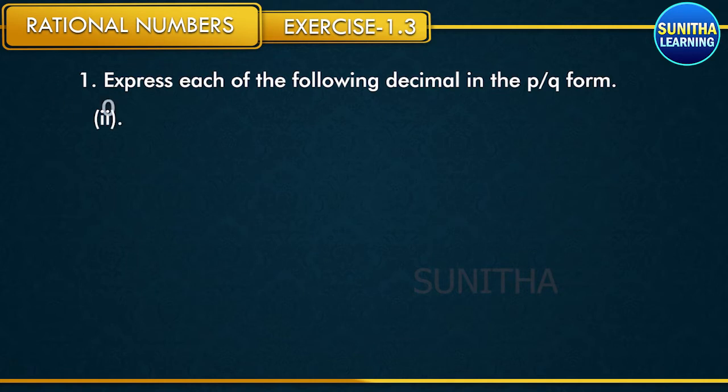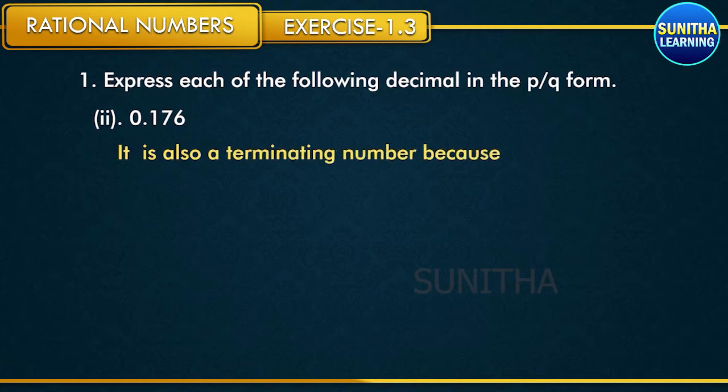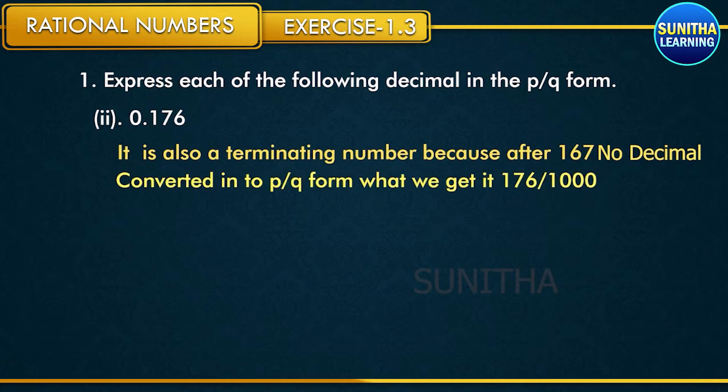Now look at the second question, 0.176. Again it is also a terminating decimal because after 176 there is no further decimal part. So if you convert into p by q form, what are you going to get? 176 by 1000, because after the decimal there are 3 digits. So 1000 will come in the denominator.